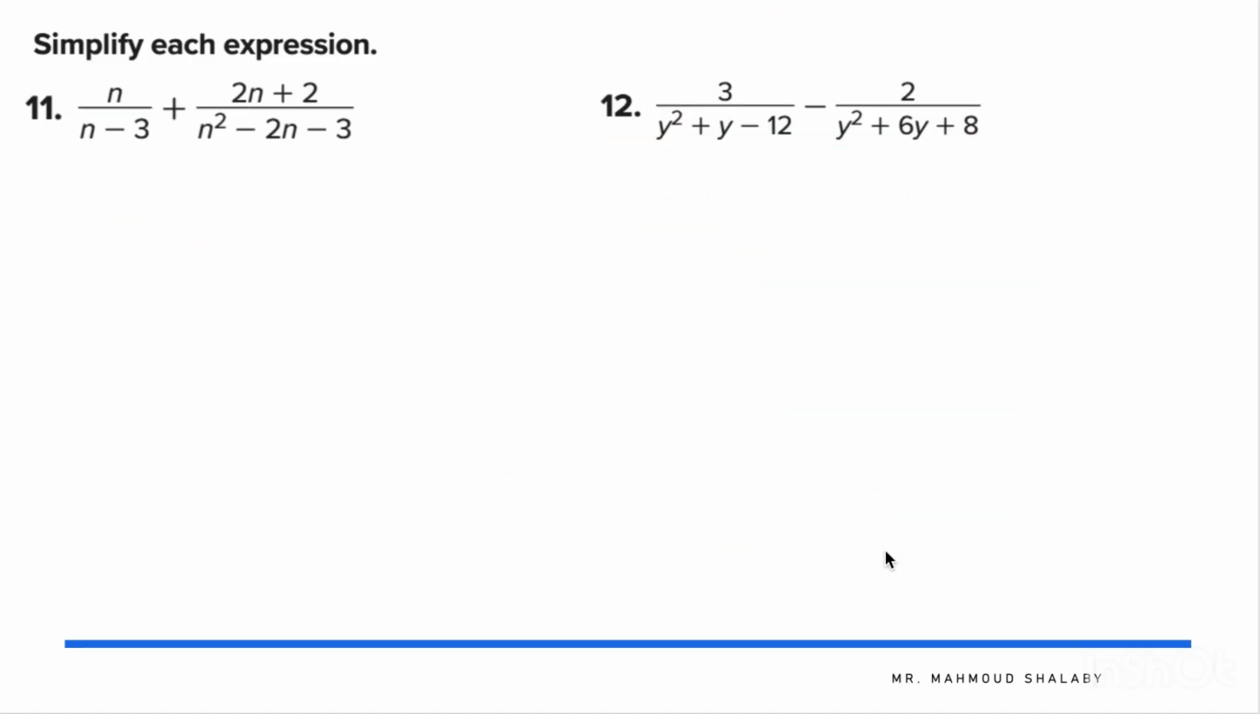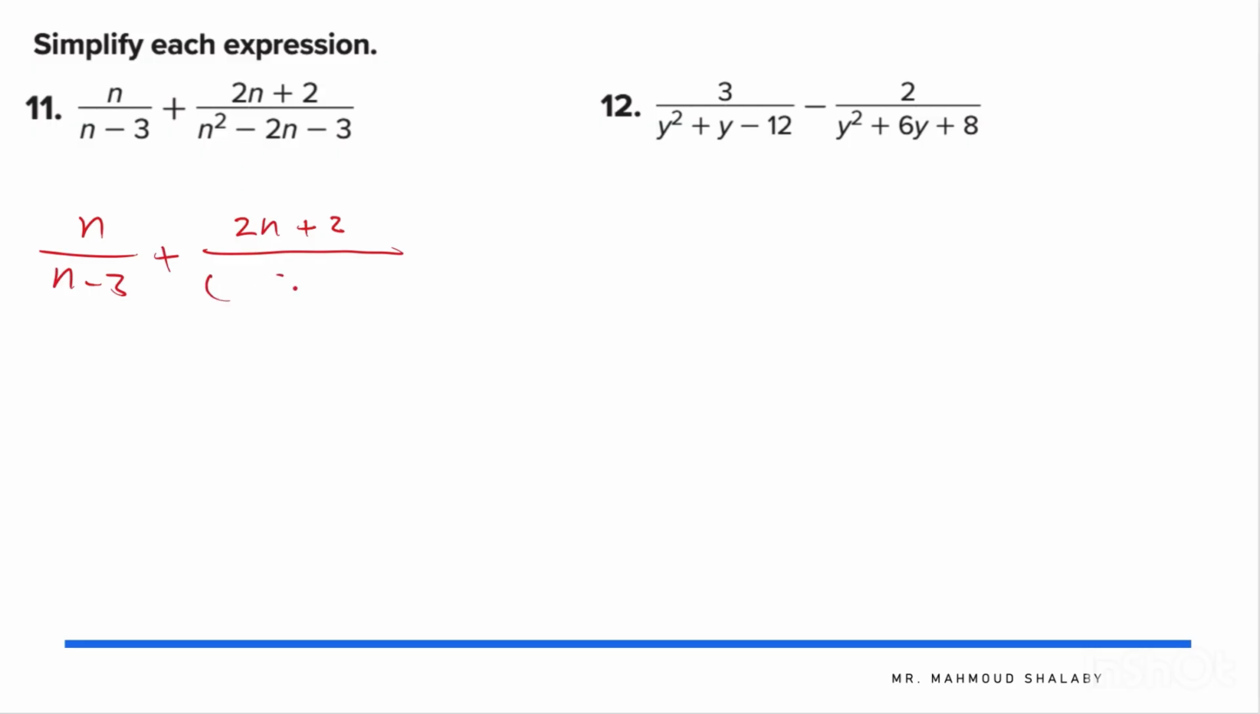Sorry. If I have a question like this, again you need to factorize, so it will be n over n minus 3 plus, I have here 2n plus 2. From now on, I will not complete the question, I will just remind you how to simplify, and if they are similar I will not explain.